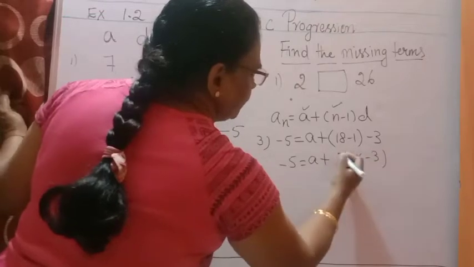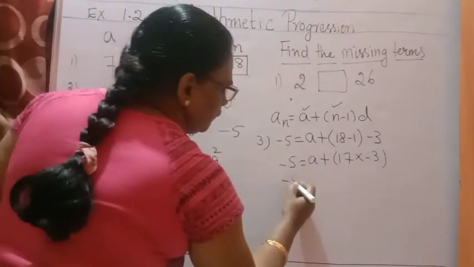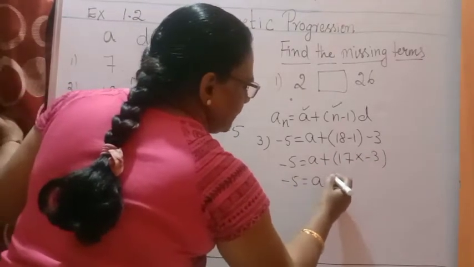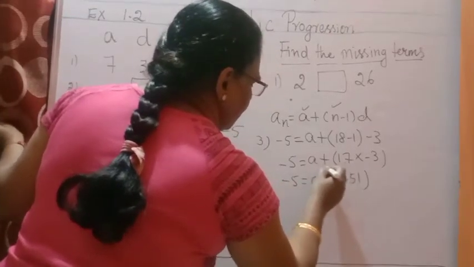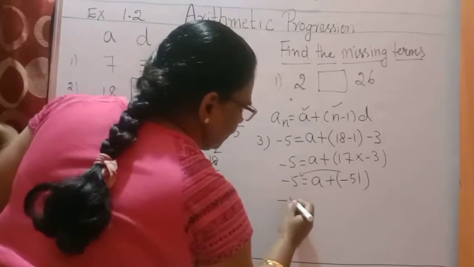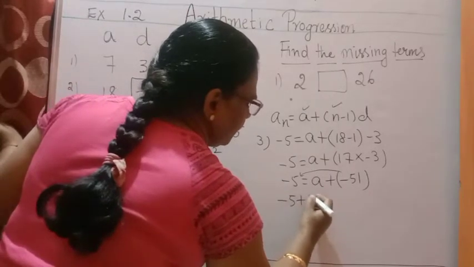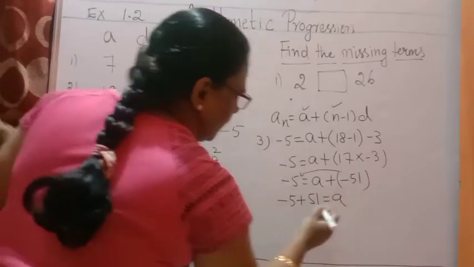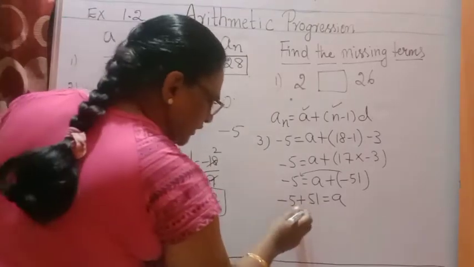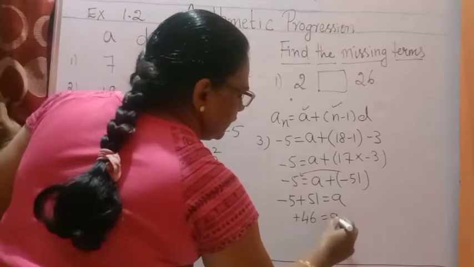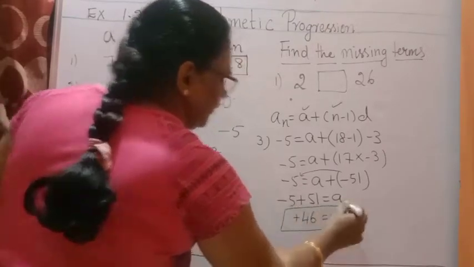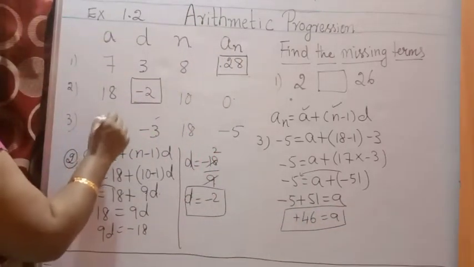17 into minus 3. So minus 5 is equal to A plus 17 into minus 3, which means minus 51. Shift minus 51 here. That becomes minus 5 plus 51 is equal to A. So minus 5 plus 51 is nothing but plus 46, equal to A. Therefore, the first term A is 46.